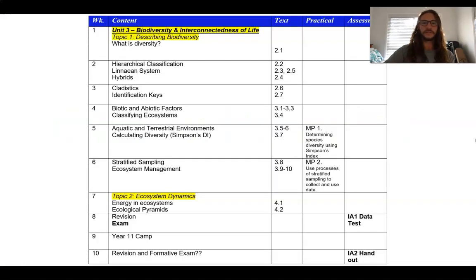Here's our term overview to give you a bit of an idea where we're going. A couple of key things to point out. We have our first assessment in week 8, that's the data test. Year 11s, you go on camp in week 9, and I will also be going on a camp in week 10 with the year 10s.